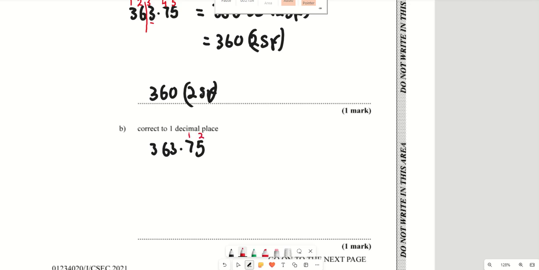They said only one decimal place, so you're going to draw a line after your one decimal place, and then check the number directly after the line to see if it is 5 or more. In this case it is 5, right? If it is 5 or more, you have to add 1 to the digit in front of the line. So it is going to be 7 plus 1. So it is 363.8 to one decimal place. And that is how you would do a question on decimal places.